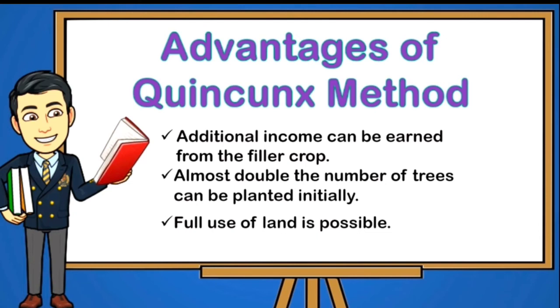Advantages of quincunx method. Additional income can be earned from the filler crop. Almost double the number of trees can be planted initially. Full use of land is possible. Here's an example of quincunx method.